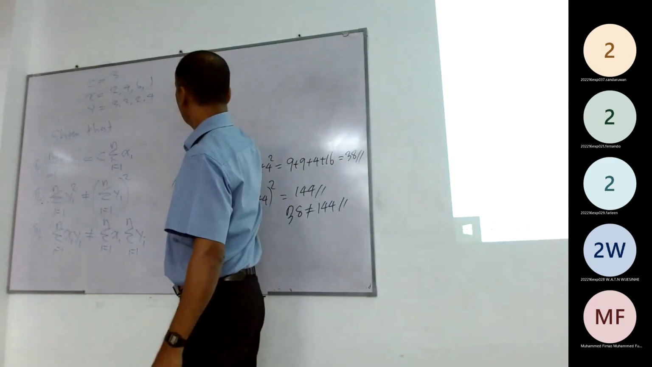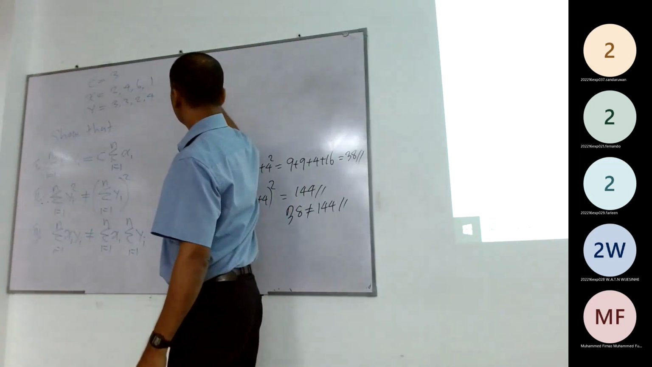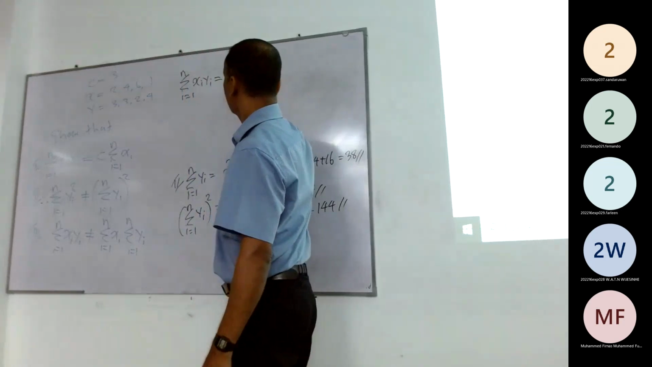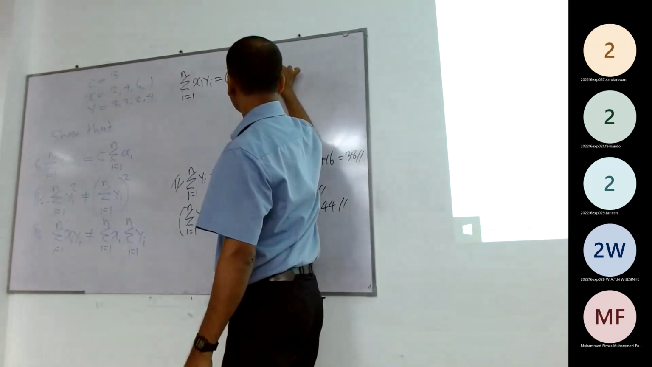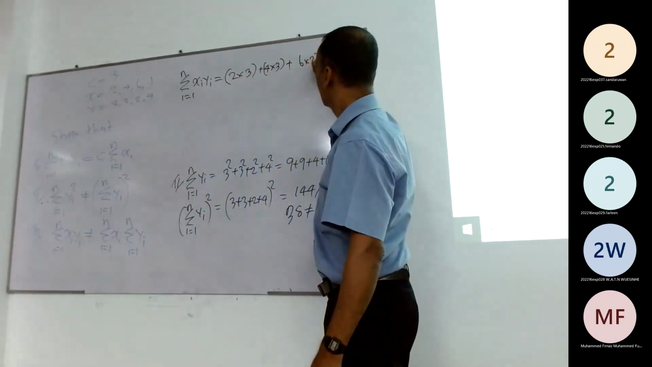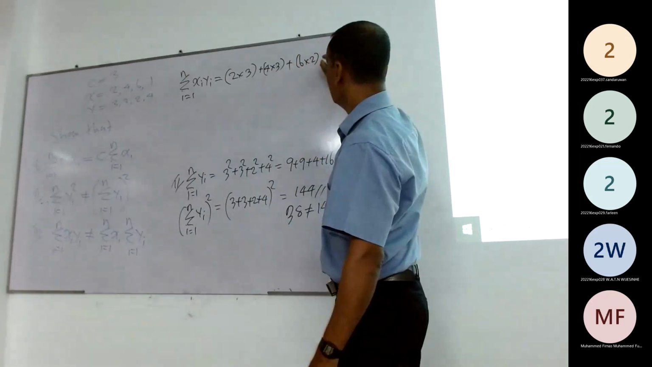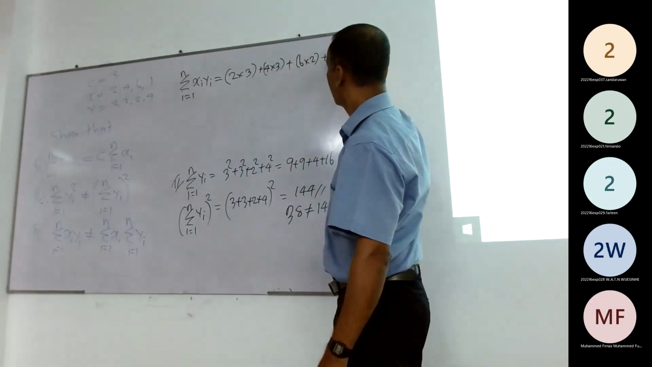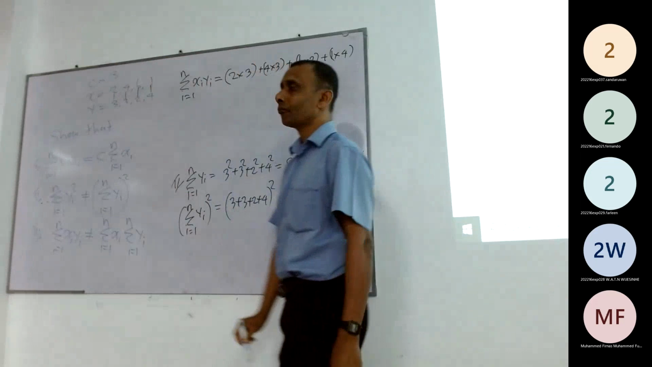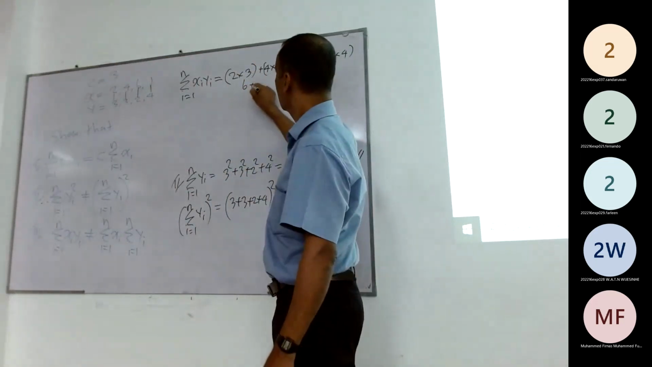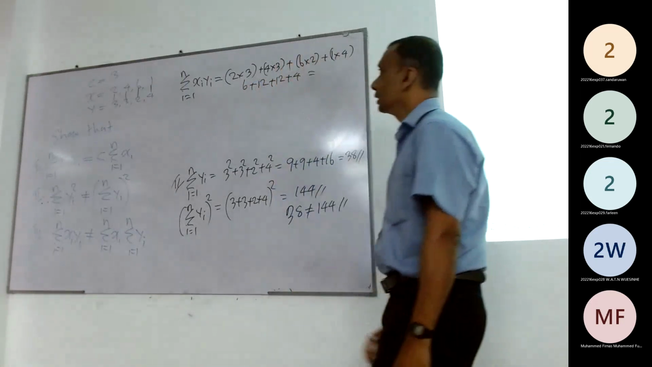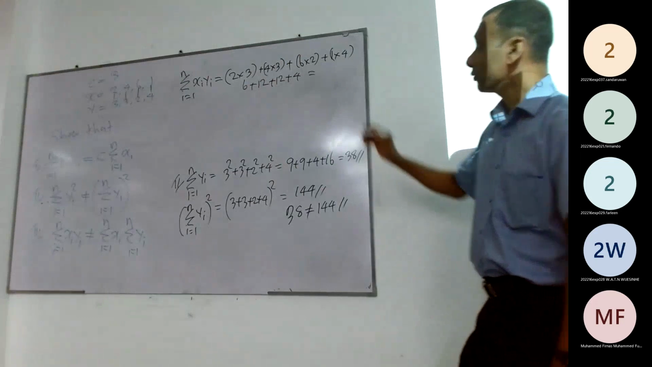Sigma i equals 1 to n xi yi. First observation, 2 into 3. Second observation, 4 into 3. Third one, 6 into 2. Fourth one, 1 into 4. So the products are 6, 12, 12, 4, and the sum is 34.